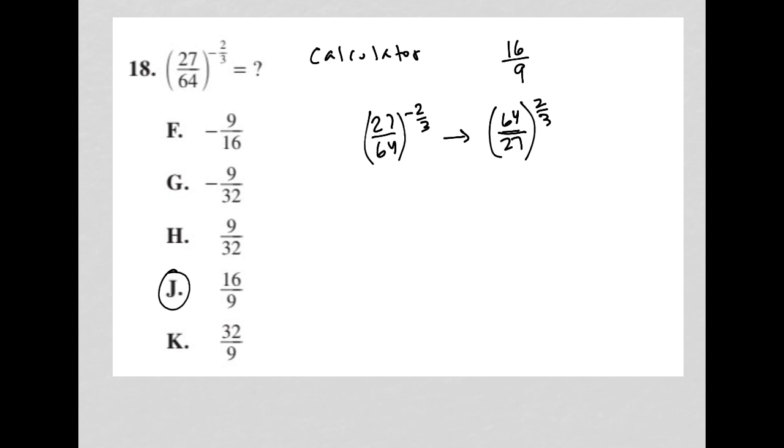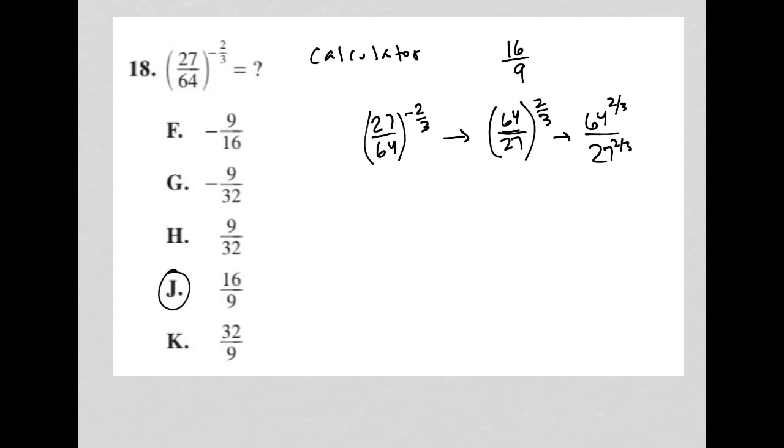Okay, second of all, 2/3 power is the same. Well, before I go there, this 2/3 power is on the outside of the parentheses, which means it impacts both the numerator, right? So it's 64 to the 2/3, and the denominator, so 27 to the 2/3.